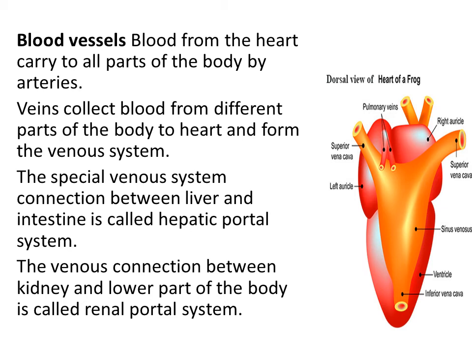Then we can see one more vein in the diagram, that is pulmonary veins. What is the function of pulmonary veins? So pulmonary veins are connected with the lungs so that they carry oxygenated blood from lungs towards the heart. Clear? And one more thing we can notice here, that is the sinus venosus. So sinus venosus is actually joined with the right atrium. So this is very essential for the contraction.